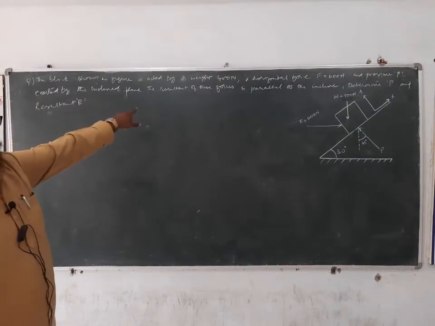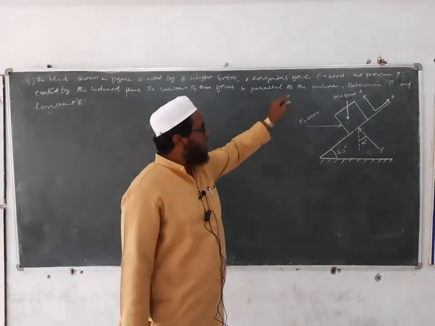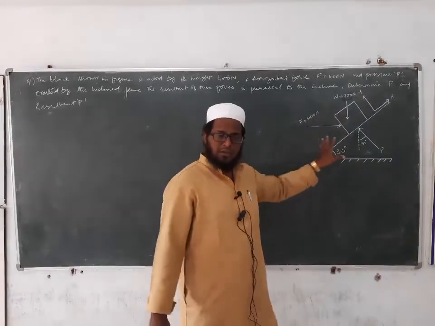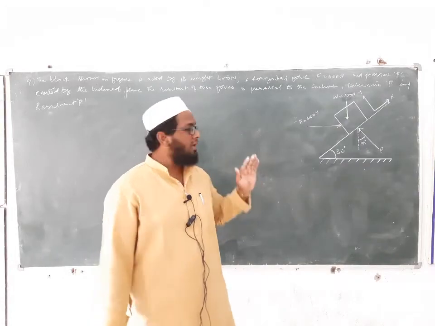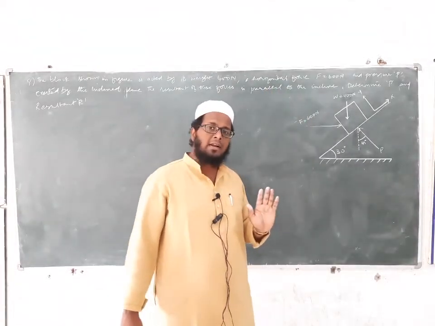The next sentence, if you read it out: the resultant of these forces is parallel to the incline. So what do you mean by that? There are three forces acting on the body, so what is the resultant? The resultant is parallel to the incline. So what do you mean by parallel to the incline?